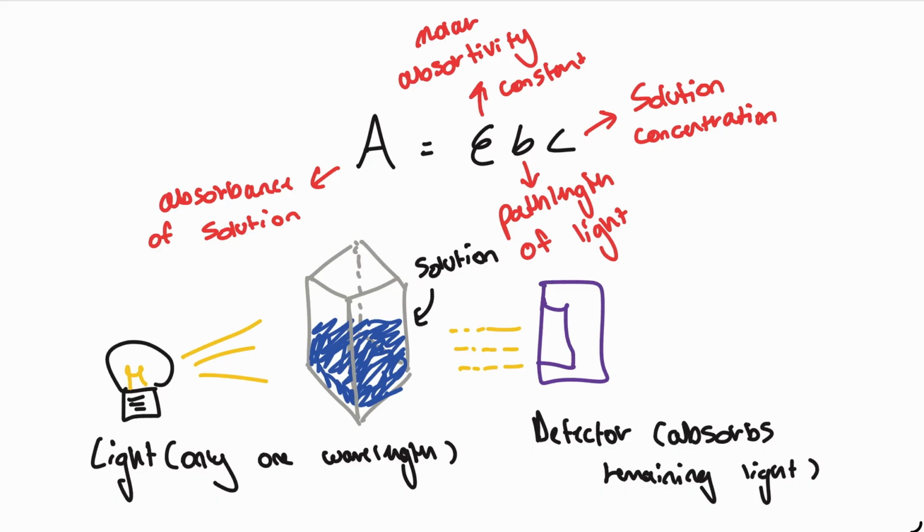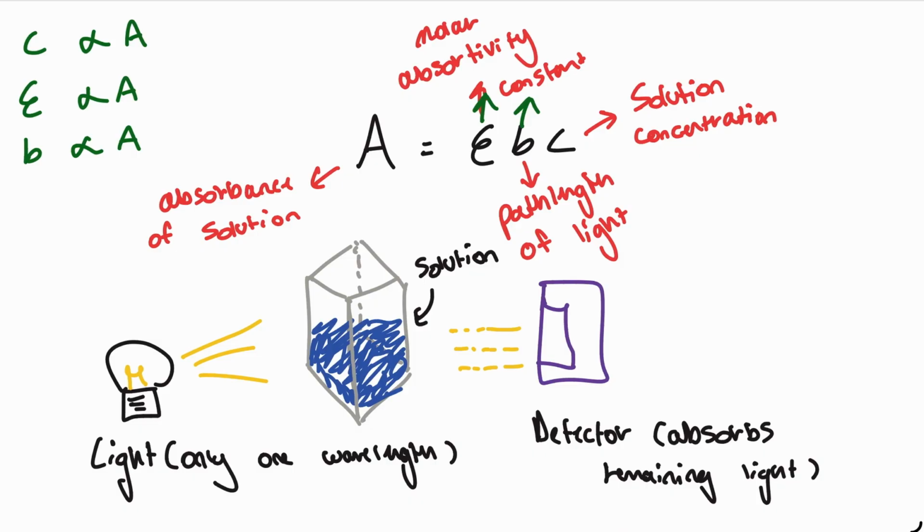And so with this equation, we're also going to see some relationships which you need to be aware of. First of all, concentration and absorbance are proportional in a 1-to-1 ratio. If the concentration of our solution doubles, then the absorbance of our solution will also double. Additionally, you must also know that the absorbance of our solution will increase if either the molar absorptivity constant or the path length of our light increases.